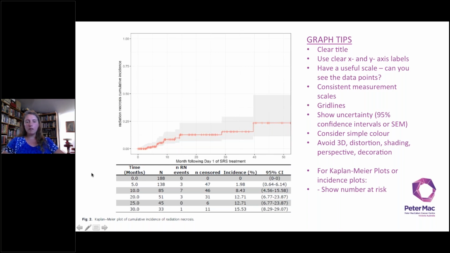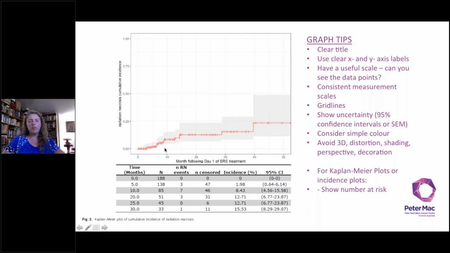We have consistent measurement scale here, so we're going up in equal amounts. We don't suddenly stop here and put in a zigzag and say, oh well, we've actually missed out a whole lot of information and changed scale. So here we've got 10-month increments and then we move on to 50-month increments out here. That doesn't make sense or help with interpretation of the data that's being shown.